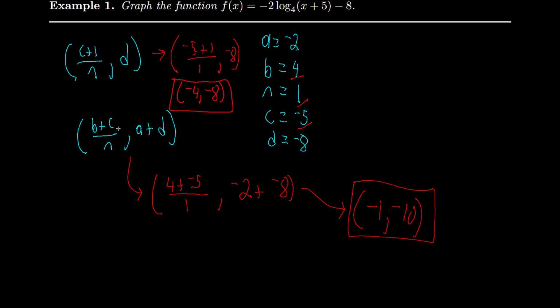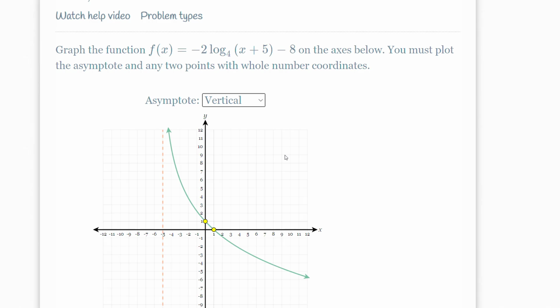Let's try to remember that. Negative 4, negative 8, and negative 1, negative 10. Negative 4, negative 8 goes right here, and negative 1, negative 10 goes right here. And that is what our log looks like.